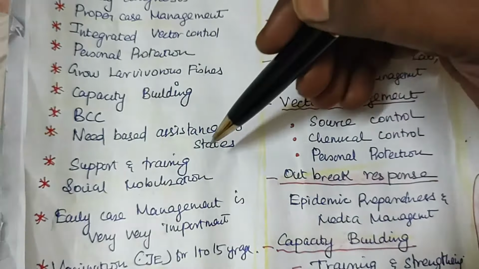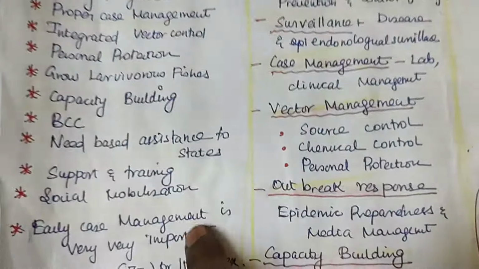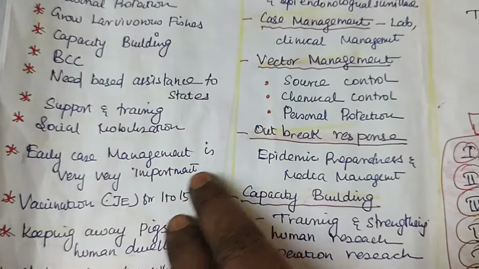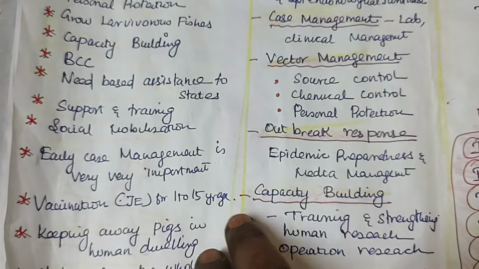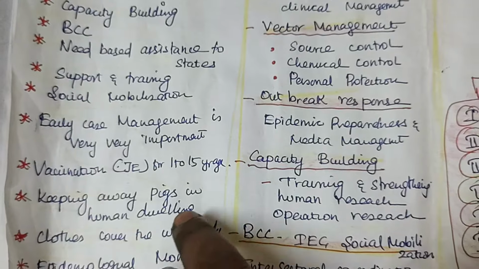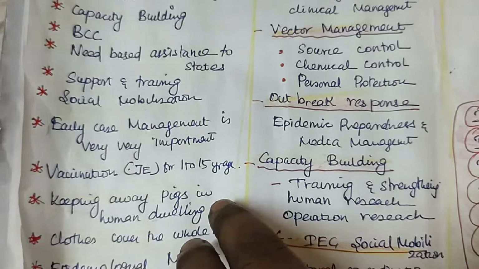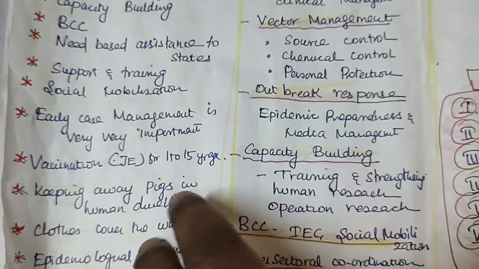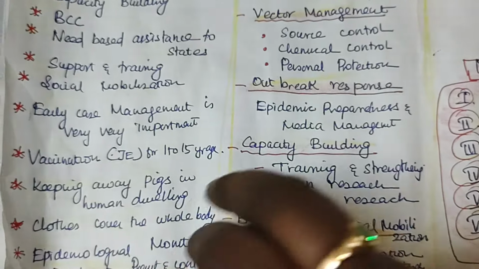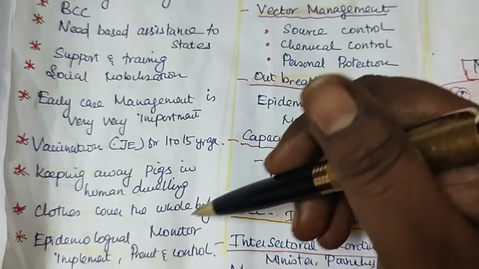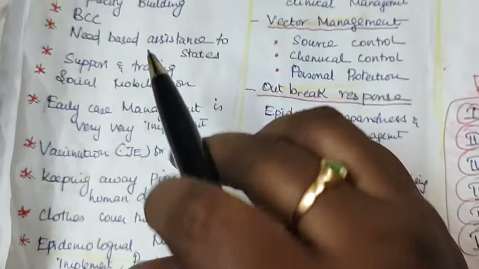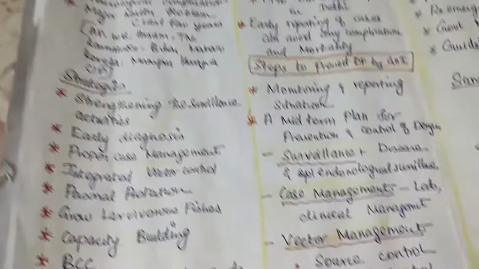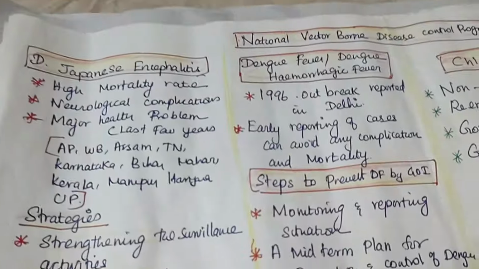Support and training and social mobilization and case management, very very important case management, and vaccination has to be given to the 1 to 15 year age group, and keep the piglets, the pigs, away from the human dwelling area. From them only the vector is transmitting. Clothes should cover the whole body, along with epidemiological monitoring, implementation, prevention and control. So this is about Japanese encephalitis.